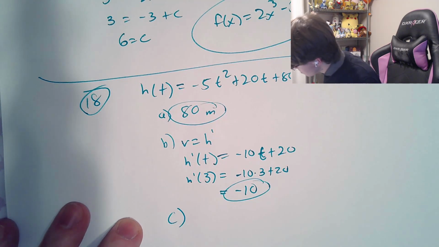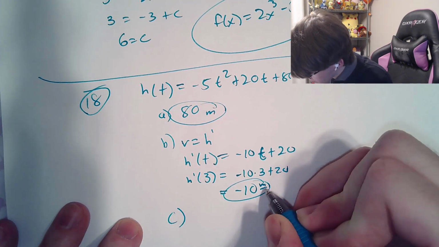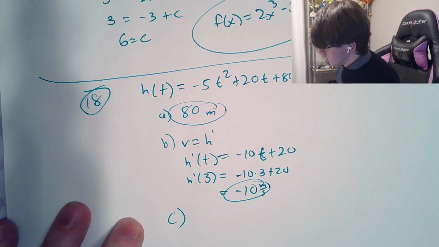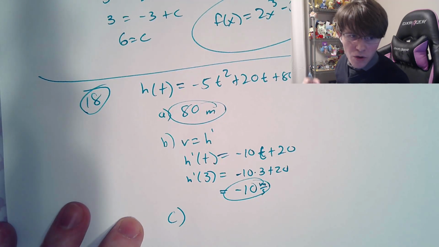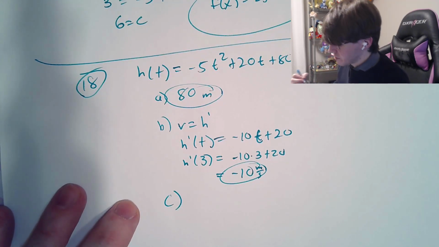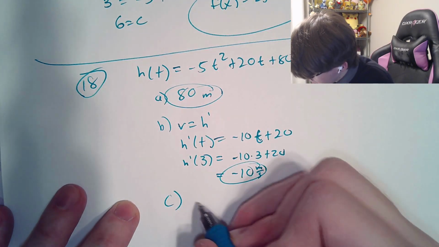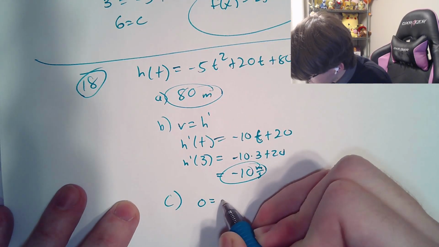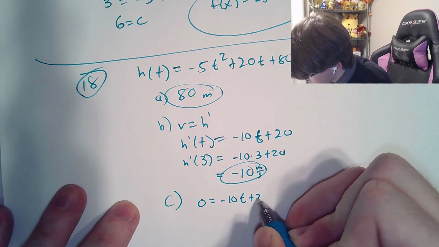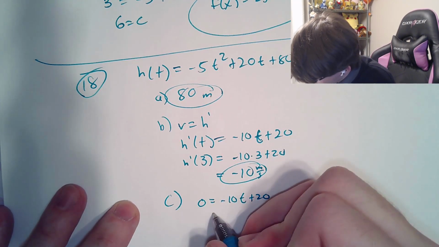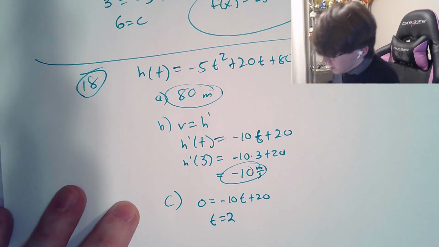Don't forget, what is it? Meters per second. Easy peasy. What is the object's maximum height? So anytime you want to find a maximum, you take a derivative and you set it equal to 0. So we are again going to be using our same derivative function, but we're going to be setting it equal to 0. So negative 10t plus 20. I think it's pretty trivial that t is going to be equal to 2.